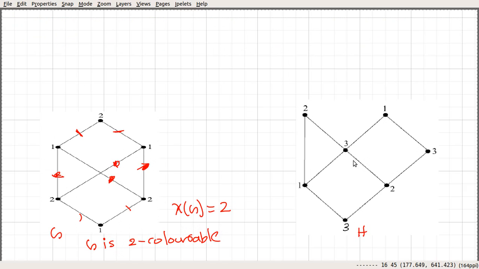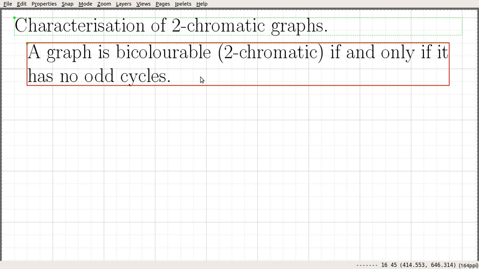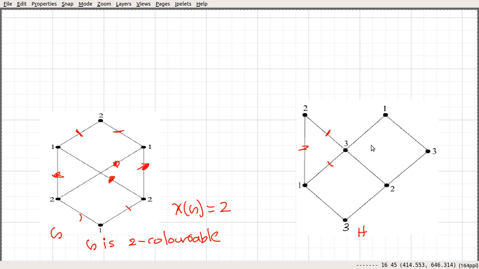Let's look at this particular graph H. Here we have a triangle, so at least this particular cycle has odd length. That says it is not two colorable. If you believe in this statement, this graph is not two colorable, and again we can see that from this assignment: it can only be colored with 3 colors.